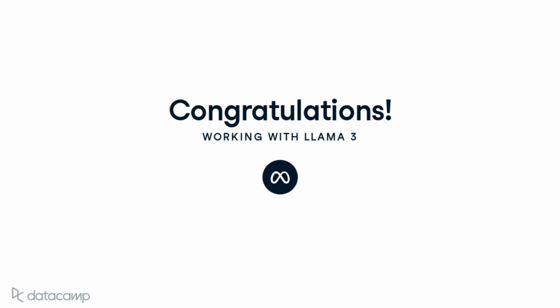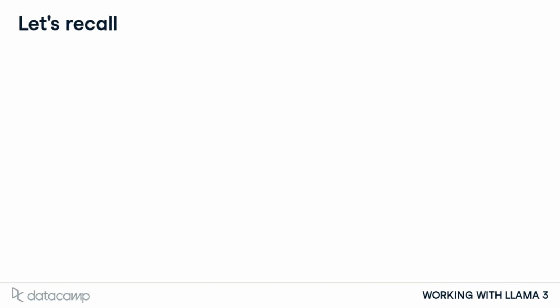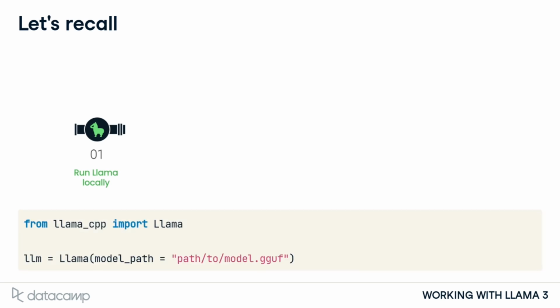You've now reached the end of this course on working with Llama 3. Well done! Over the past chapters, we've explored how to use Llama 3 for various tasks. We started by learning how to run Llama locally using llama-cpp-python, allowing us to generate responses directly on our own machines without relying on external APIs.